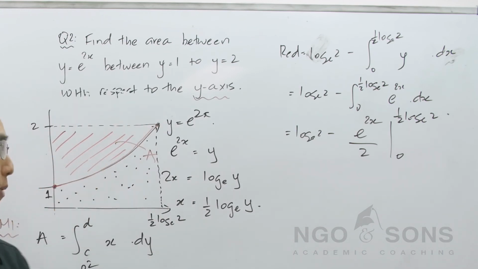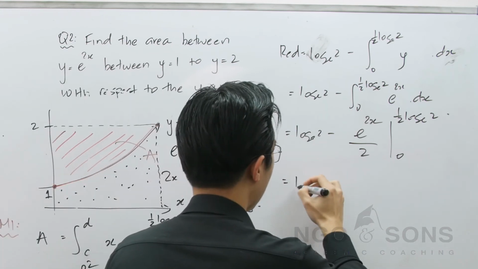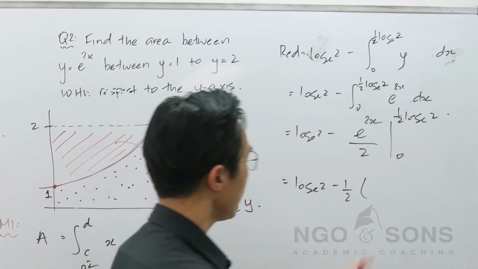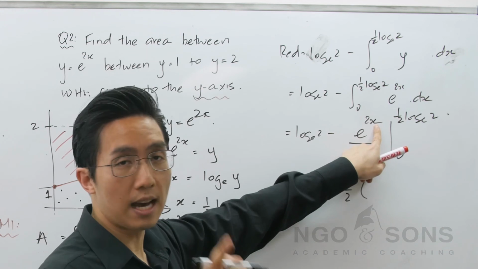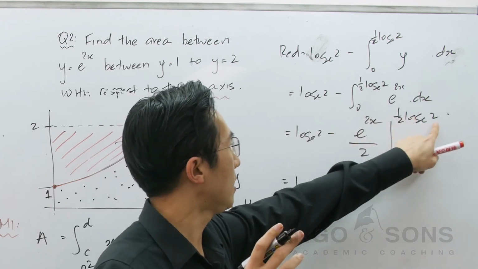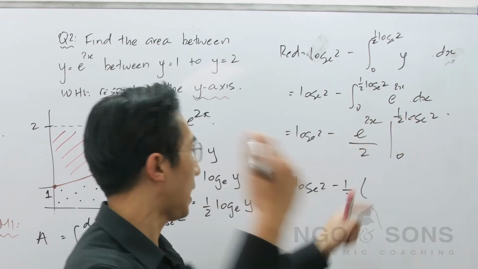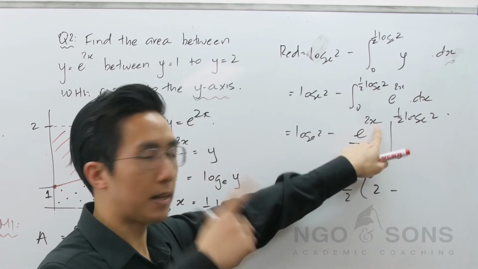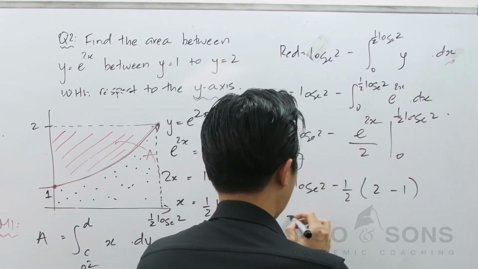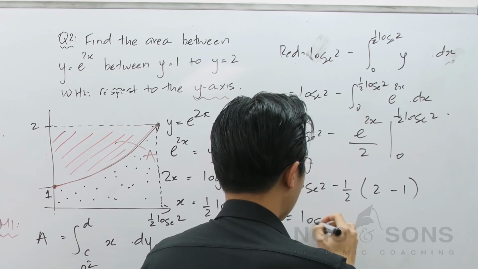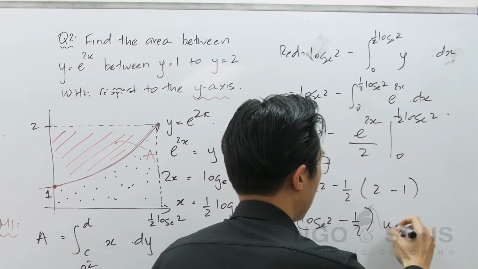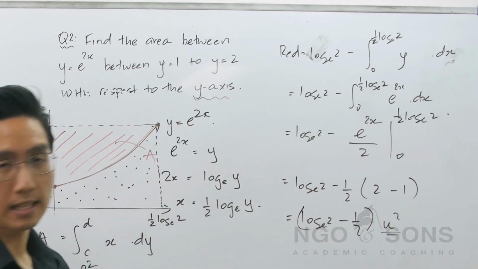All we do now is we sub in the borders, and I'm just going to do this quickly. So we have log E2 minus, I'm going to pull out the half first, guys. Now I'm going to sub this into here. What's half times 2? It's gone. Log E2, so what's e^(log E2)? It's 2. Minus, sub in 0 now, so what's e to the power 0? It's 1, so mark that there. And here you have log E2 minus half of (2 minus 1), which is half. And that is unit squared because it's area.